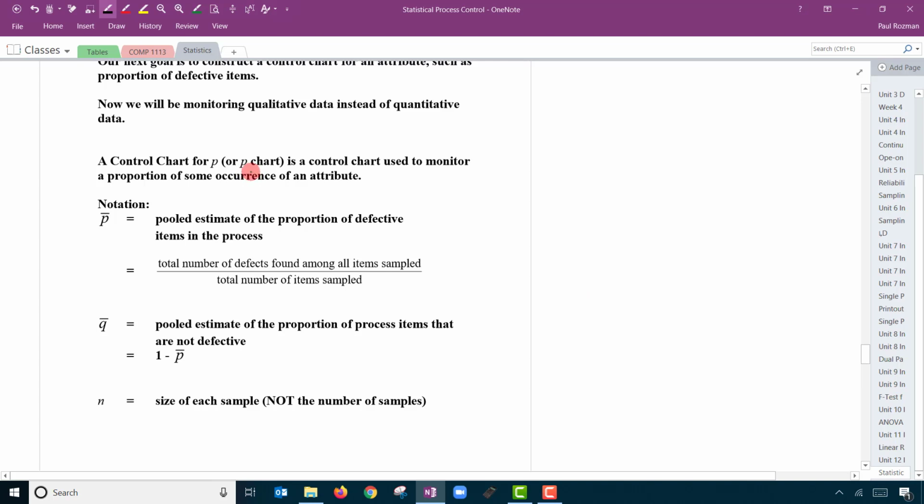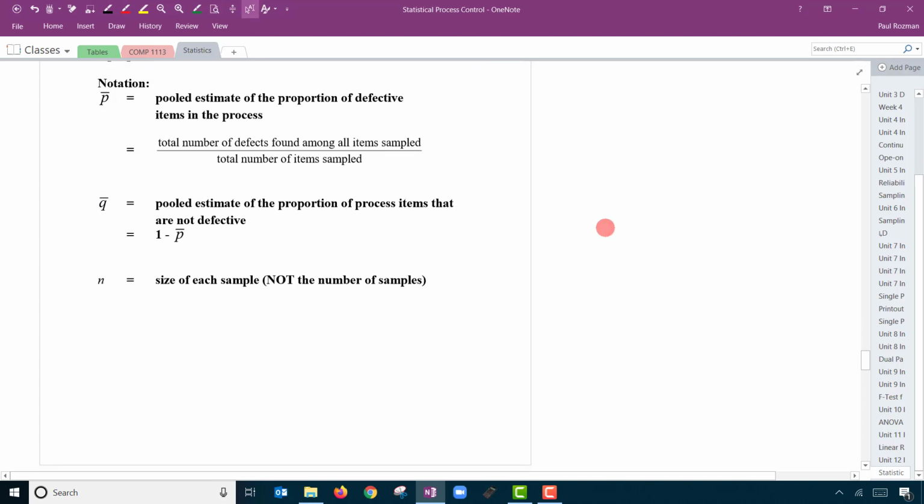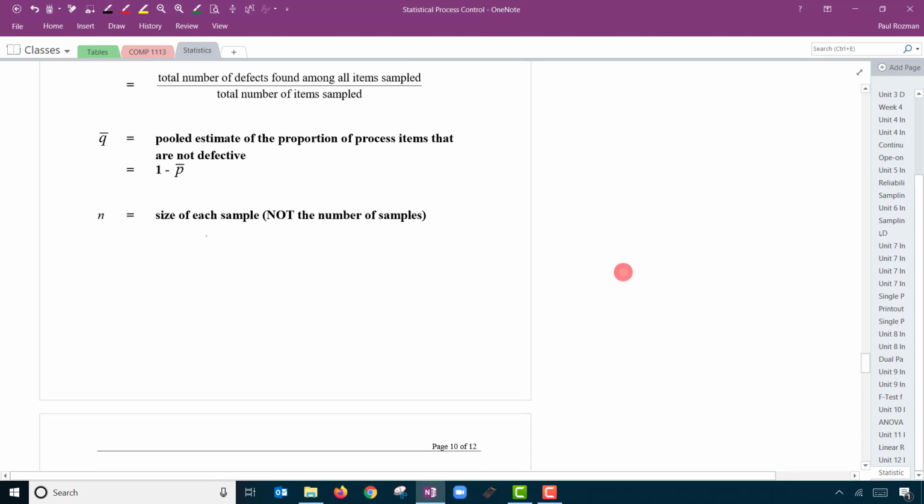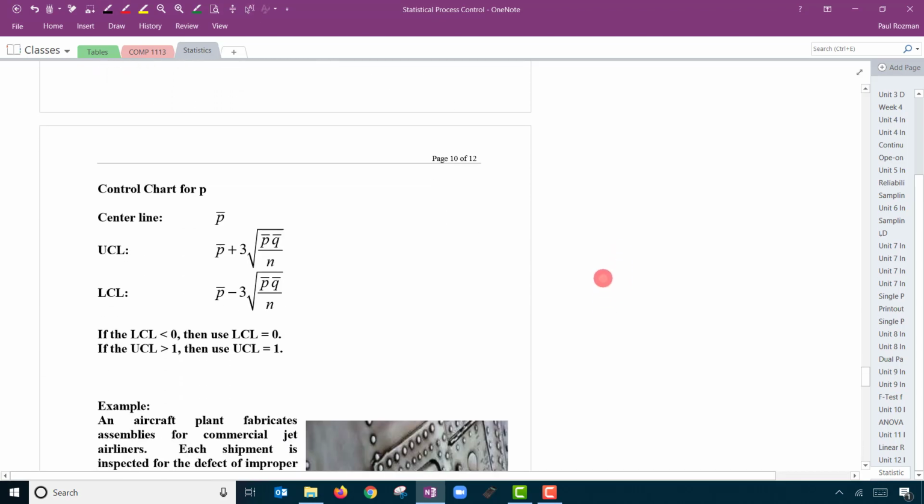We're looking at proportions, and the mean of a bunch of proportions is P bar. For the pooled value, you just pool all the data together and calculate the proportion of, say, defectives. And then Q is the opposite: the proportion of things that are good. And again, we'll define N as the size of each sample, not the number of samples. It's easy to get those N's confused.